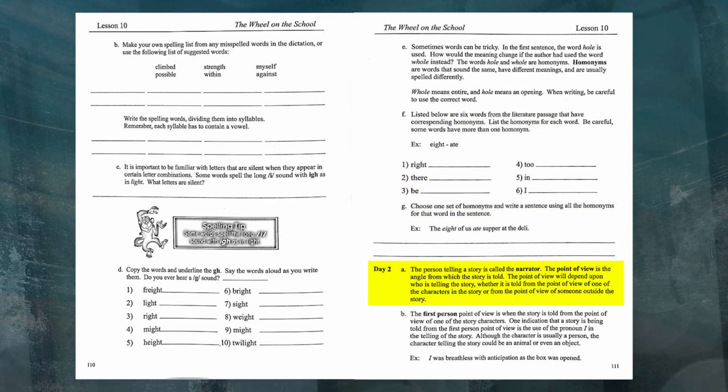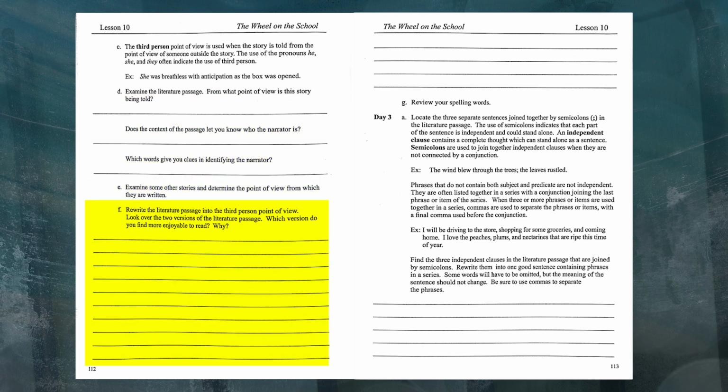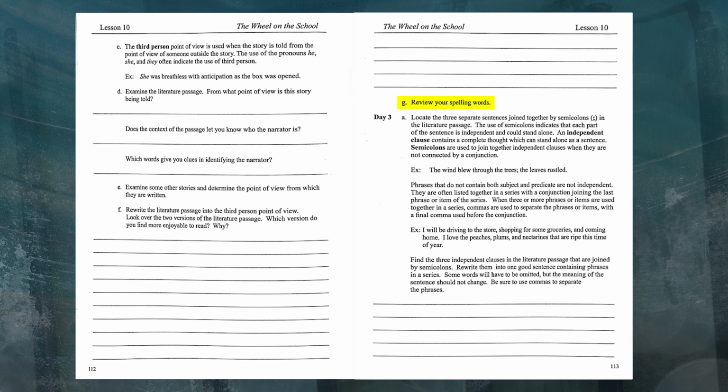Tuesday, discuss narrator point of view and first person versus third person. Answer a few questions, then rewrite the passage into the third person point of view. Review your spelling words and you're done for the day.